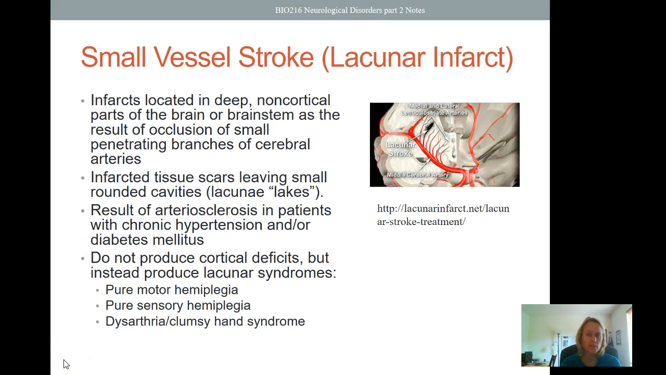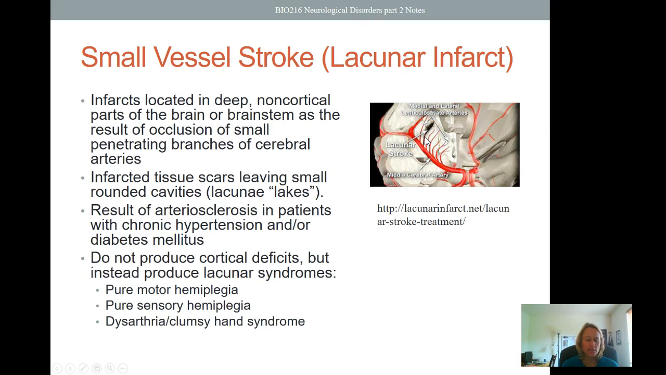Small vessel strokes, also called lacunar infarcts, these are the most common, and these involve infarction of tissue in deep non-cortical tissue in the brain or brainstem as a result of occlusion of small penetrating branches of cerebral arteries. So not one of these large vessels, but one of these branches. And it doesn't involve the cortex, rather it involves tissue deep to the cortex. So the infarcted tissue scars, leaving these small lakes or cavities.